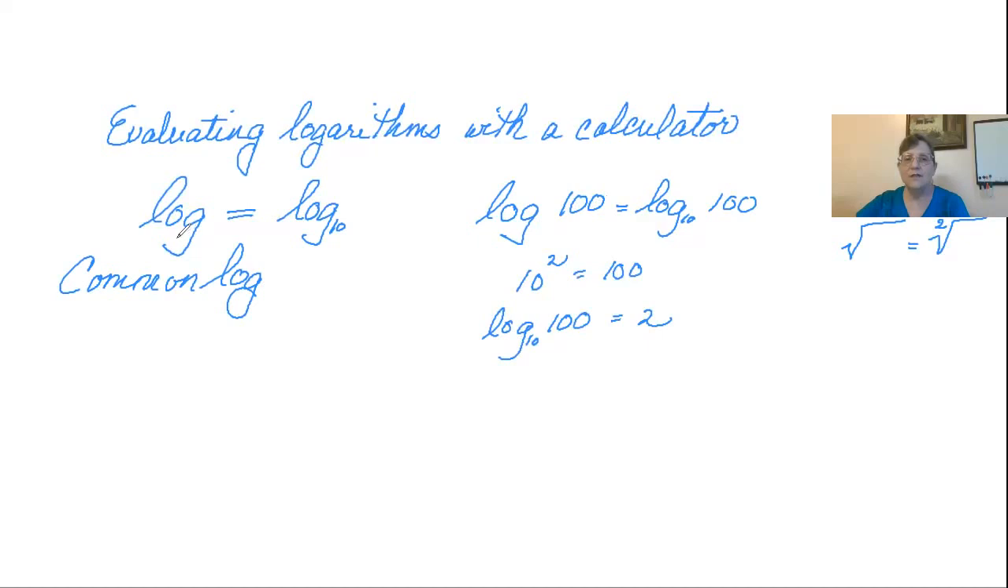But you can also locate the log key on your calculator, and depending on the calculator, you may type in 100 and then hit the log key. If it's a standard calculator like this, so if I put in the 100 and I hit the log key, it just pops up with 2. I don't even need an equals.